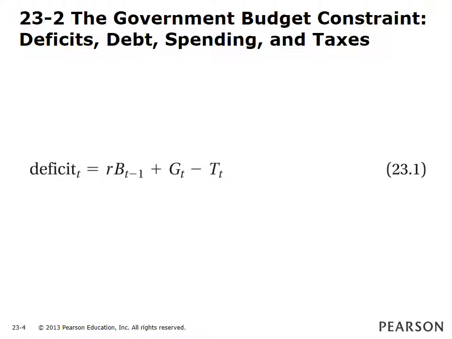Note, we measure interest payments as real interest payments, that is, the product of the real interest rate R times existing debt. This gives us the inflation-adjusted deficit. The official measures of the deficit use nominal interest payments and are therefore incorrect. G represents government spending on goods and services and does not include transfer payments. Transfers are instead subtracted from T, so that T stands for taxes minus transfers.